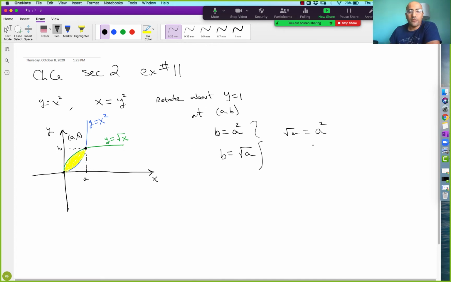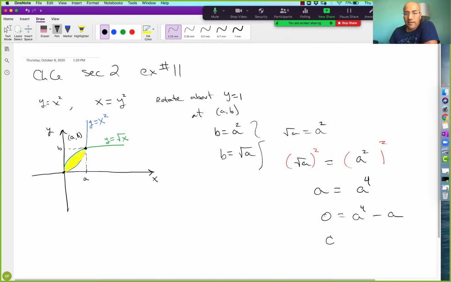Well, we could square both sides. Square this side, square this side, and we end up with a squared squared root a squared. So this gives me a equals a to the 4th power. Okay, so move it over. So we get 0 equals a to the 4th power minus a. And then we factor out an a, and we get a times a cubed minus 1.